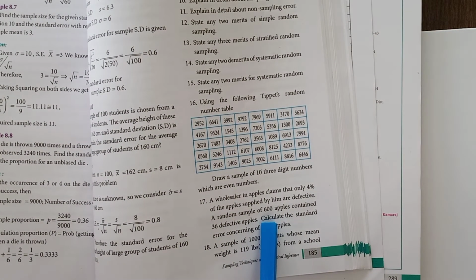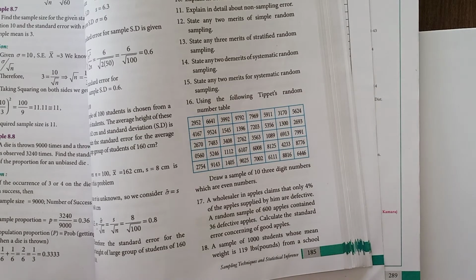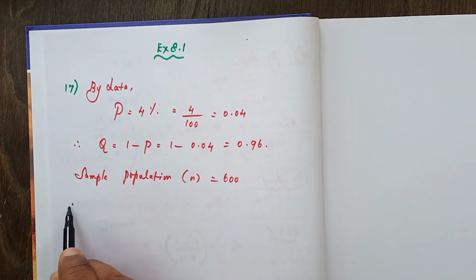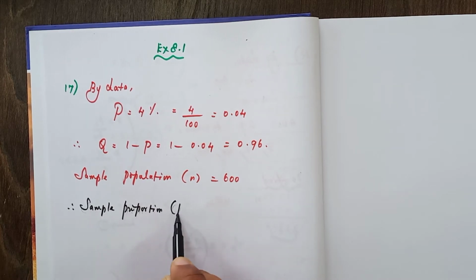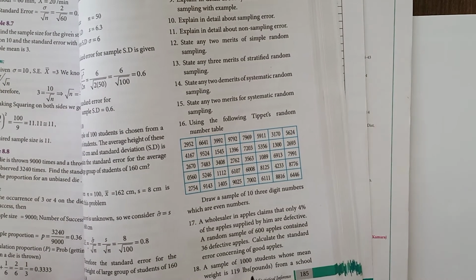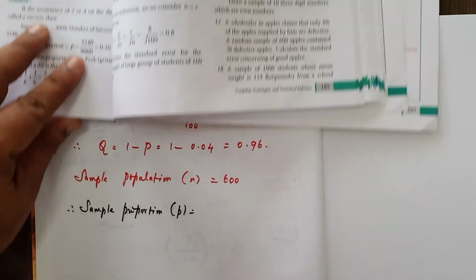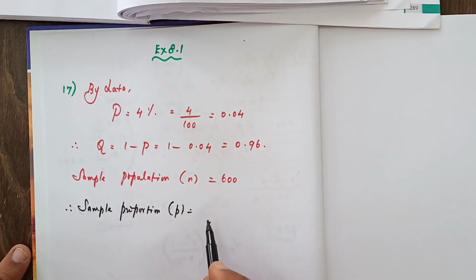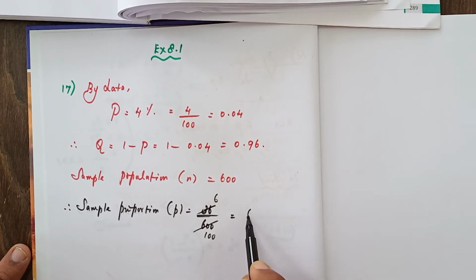Now we can find the sample proportion, small p. Sample proportion small p is equal to, what is given here, 36 defective apples out of 600. So here 36 divided by 600. We can divide by 6, 6 times here, 100 times here, 6 divided by 100, that is equal to 0.06.